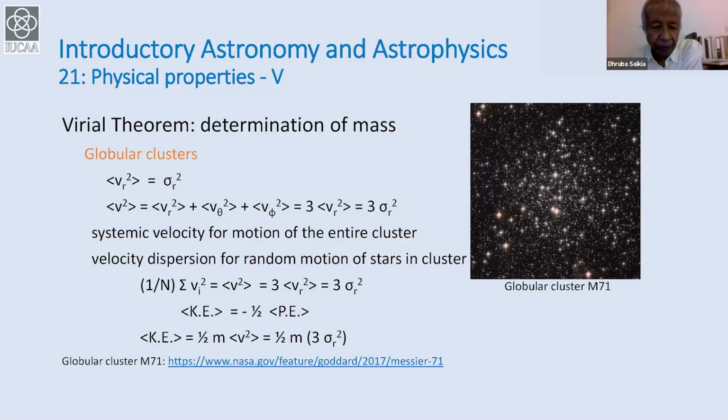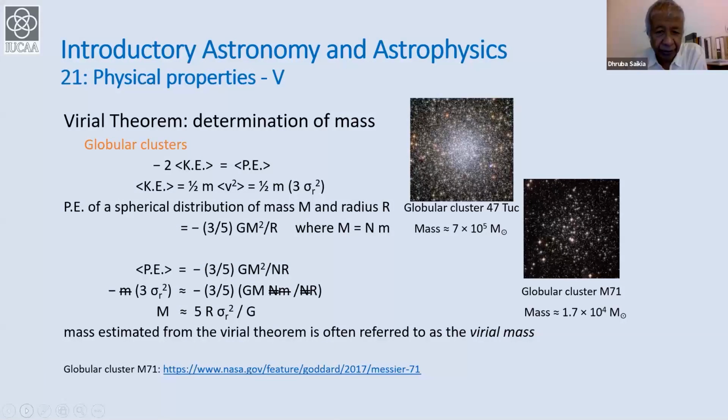Velocity dispersion, or random motion of stars, where vi squared is the average velocity, divided by n to get the average velocity squared, v squared average, which is 3 times the radial component, 3 times the velocity dispersion. And then we just apply this relationship, which is kinetic energy is equal to minus half the potential energy. I'll just show you one or two applications of it.